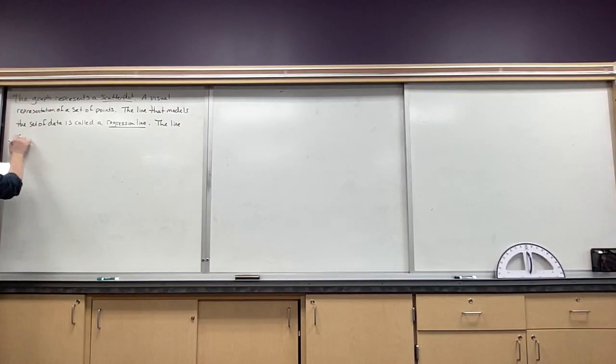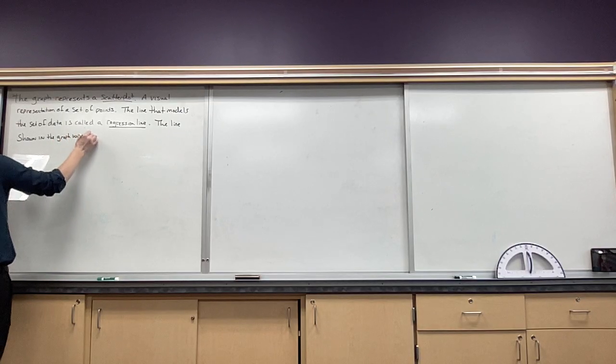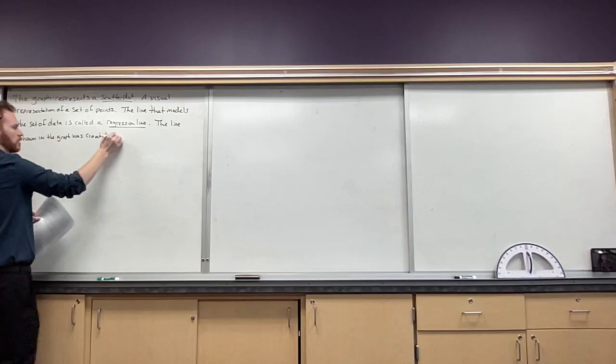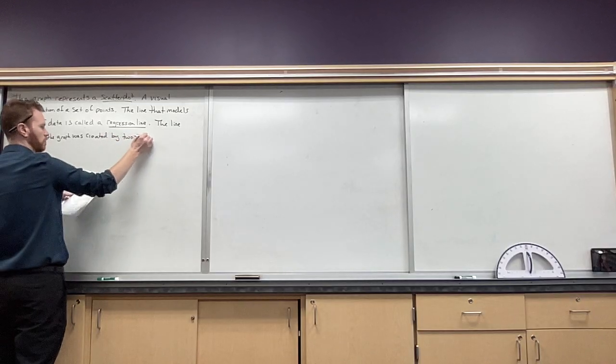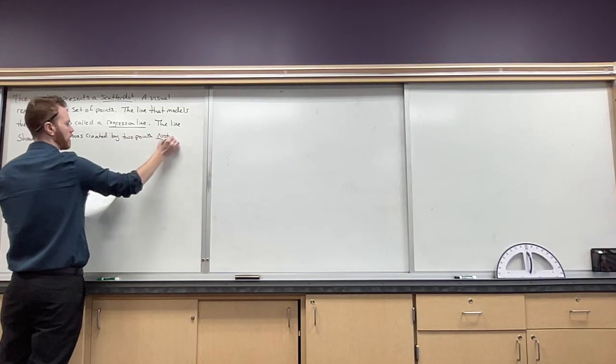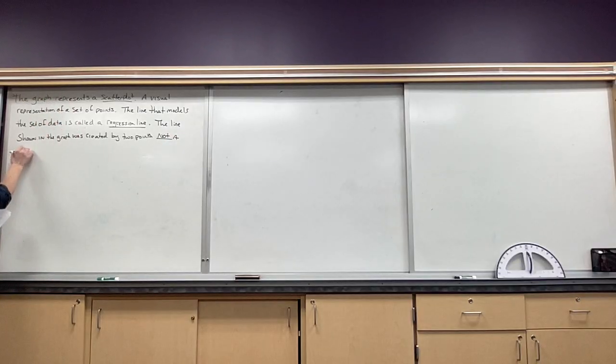The line shown in the graph was created by 2 points. Therefore, it's not a regression line. If you remember from Algebra 2, we did something like this where we picked 2 points that best represent the line. So that was our line of best fit. A regression line doesn't do that. A regression line uses every data point to create the best line possible for it.